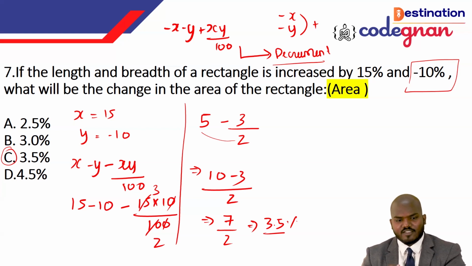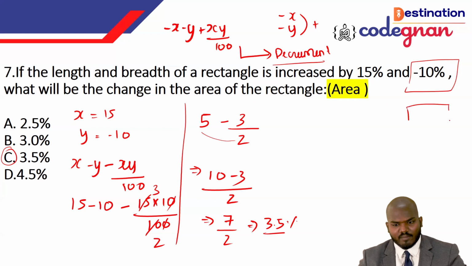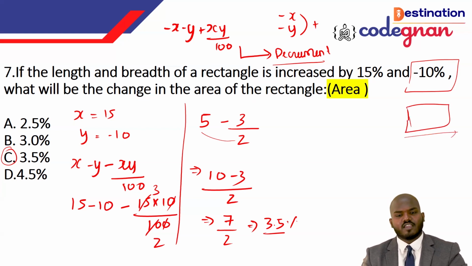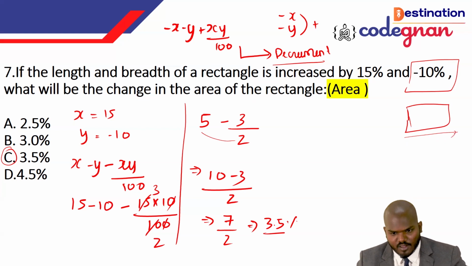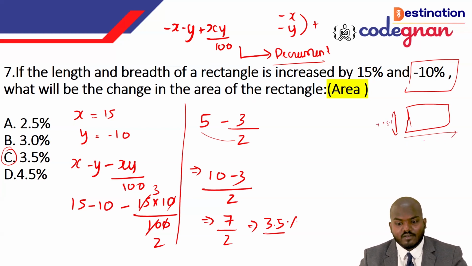Okay, so there is no data given. They have only given the percentage. So the length is increased by, if this is a rectangle, that length is increased by 15 percentage. The breadth is not increased, it is decreased by 10 percentage, like what they have given.